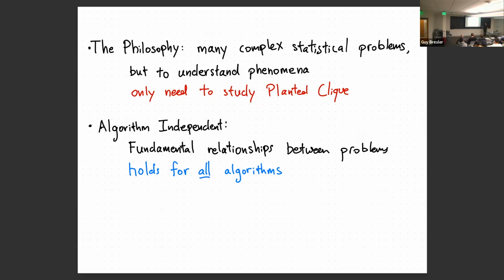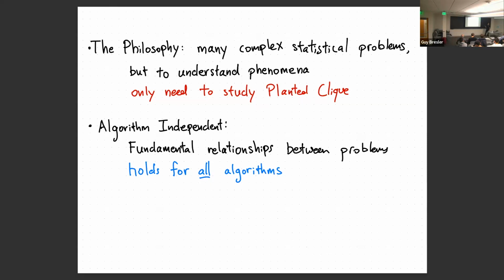Now, one thing to emphasize is that these sorts of reductions, this whole approach, is algorithm independent. So these are relationships between problems that hold for any algorithm. Somebody might come up with a new algorithm next week, and it doesn't matter. The fact that this problem is connected to this other problem holds completely independently of which algorithm you're thinking about.